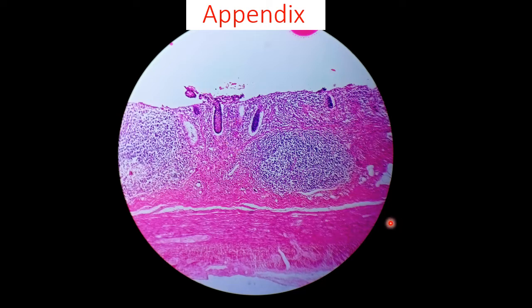Sometimes you may get confused between the appendix and the ileum, so how do we differentiate them? In the ileum we can identify short villi, but in the appendix we cannot identify any villi. We can identify lymphoid follicles in the lamina propria and the muscularis mucosa layer. In the ileum, we can identify lymphoid follicles in the submucosa; that is, Peyer's patches can be seen in the submucosa layer. That is how we can differentiate the appendix and the ileum.